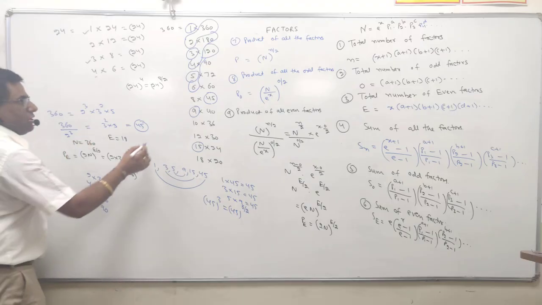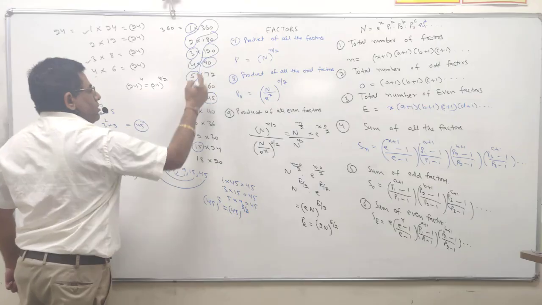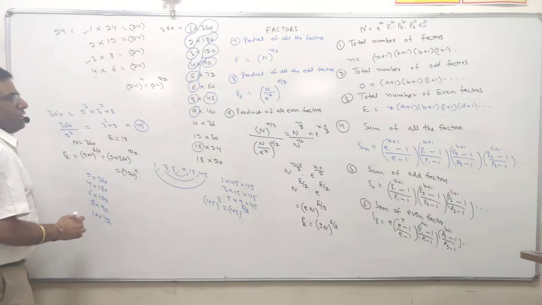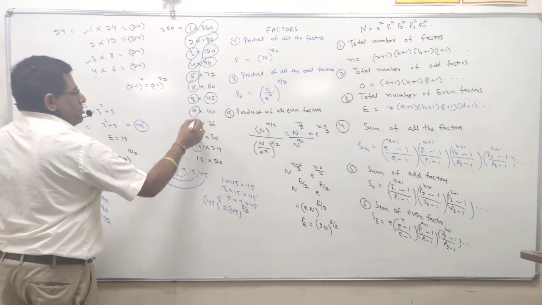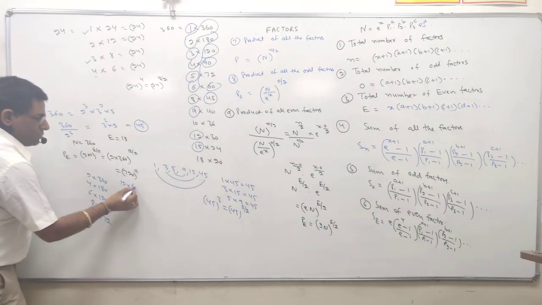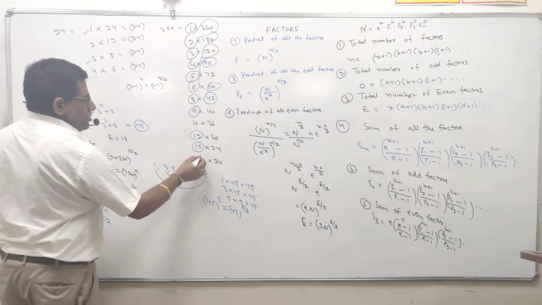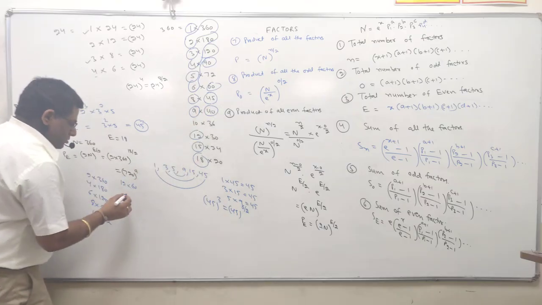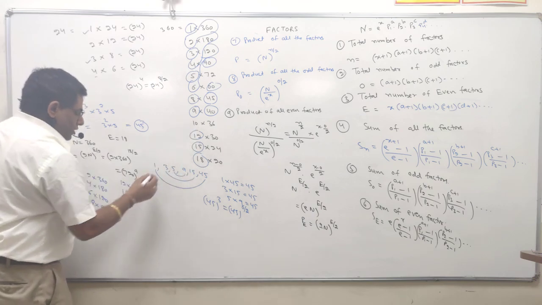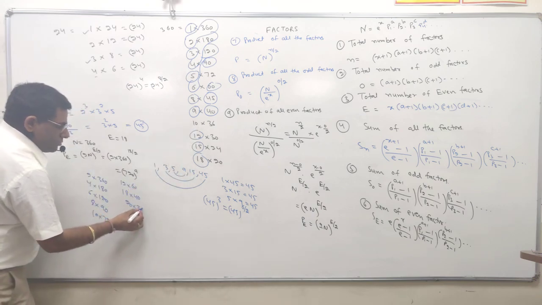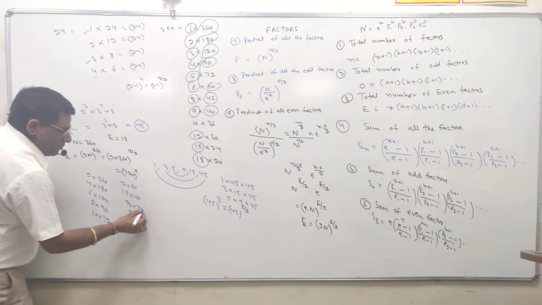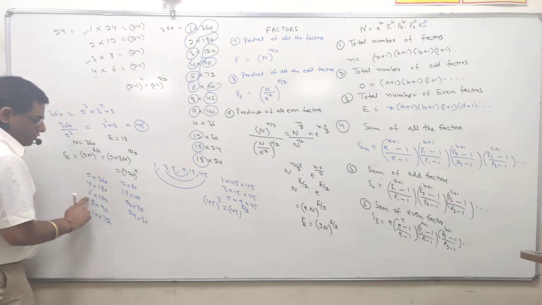You can check here the product of all the even factors. Next one is 10 into 72. Okay, next one is 12 into 60. Next one is 18 into 40. We are getting the product of all the even factors. Next one is 20 into 36. And next one is 24 into 30. You can observe here this 720, 720, 720.